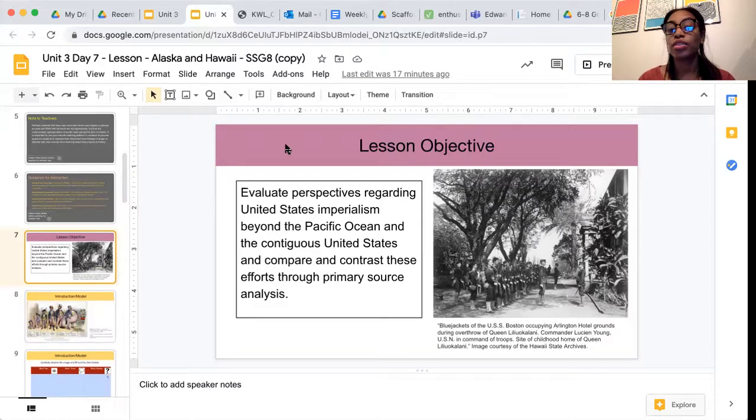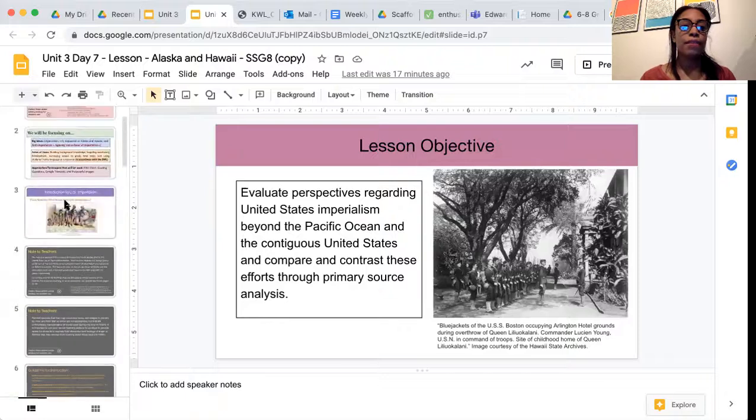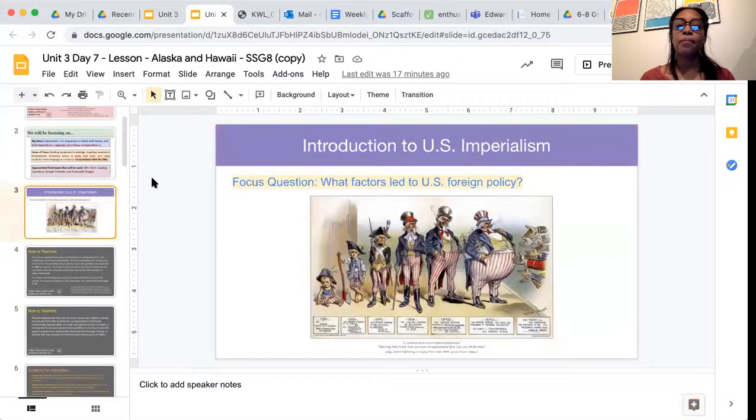The way that we're going to compare and contrast is by looking at the efforts that are in favor of imperialism, right, or approving of imperialism, or against imperialism, or not approving. Okay, so it is expected that by now you understand what foreign policy is and what imperialism is.